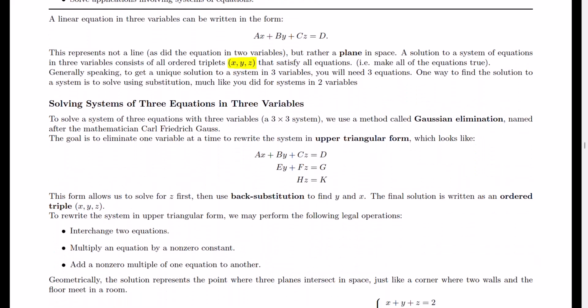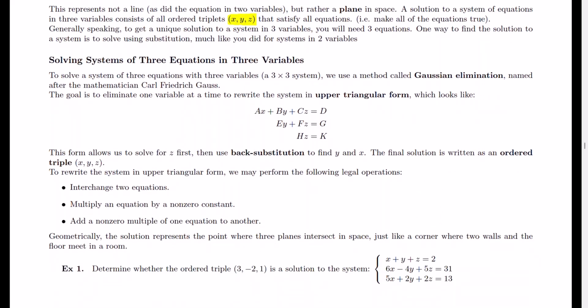Now, to solve a system of three linear equations with three variables, you need to get it into what's called an upper triangular form, which looks like this. To accomplish this, you're going to follow three steps. You can interchange any two equations, you can multiply an equation by a non-zero constant, or add a non-zero multiple of one equation to another. This is basically the elimination method, just for three equations instead of two.